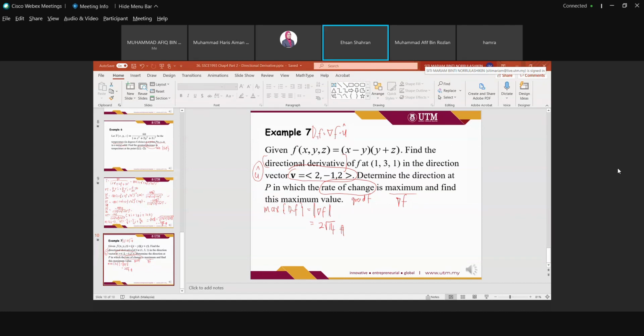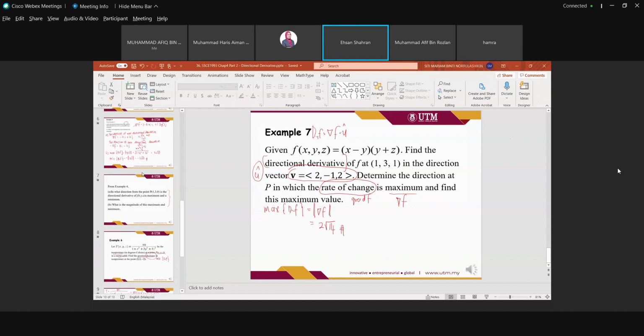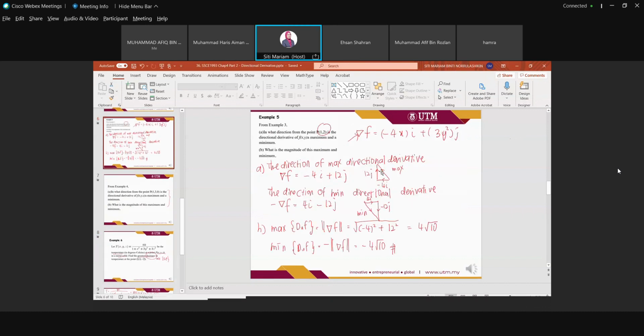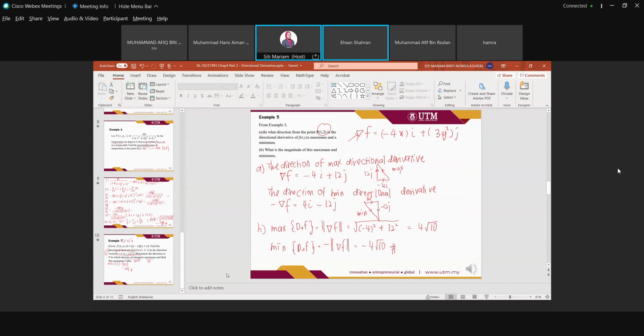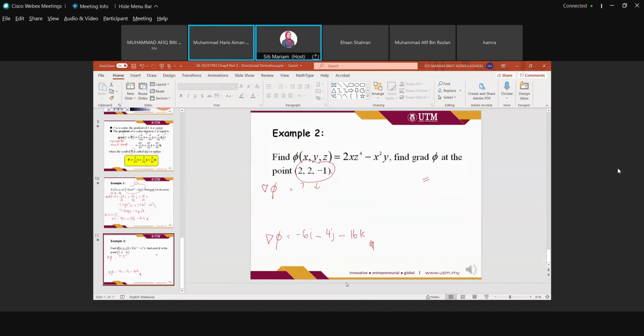Yang example 7 tu, lukis dia saya tak pasti macam mana. Tak ada lukis. Kita memang selalu tak tunjuk graf. Yang lukis ni, saya nak tunjuk awak macam mana direction. Kalau lukis, you kena lukis dalam 3D lah maksudnya. Ini in 2D, XY. You kalau lukis in 3D. Okay, faham. Kalau saya buat dalam vector form, example tu, find grad. Boleh? Sama je.